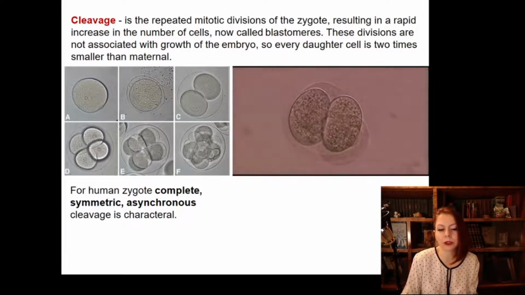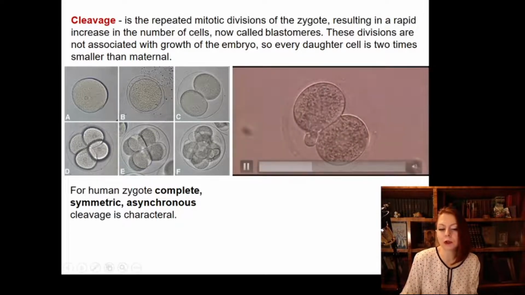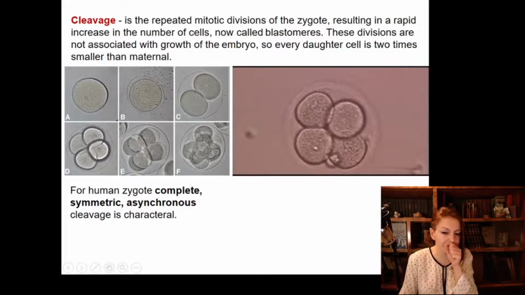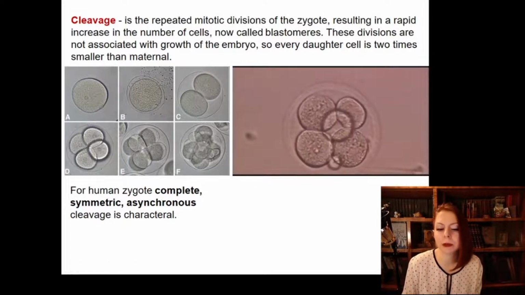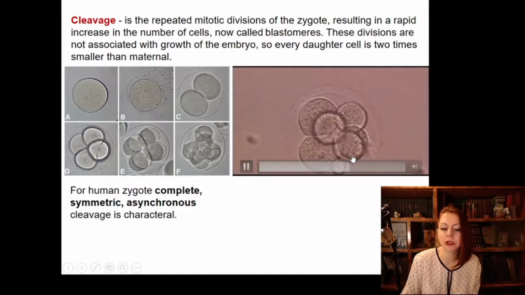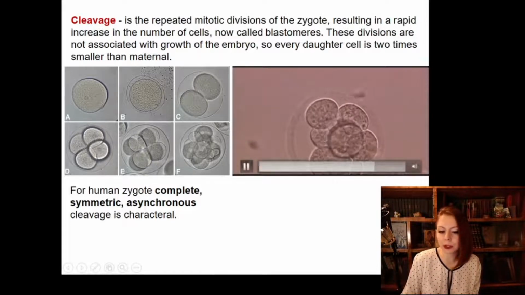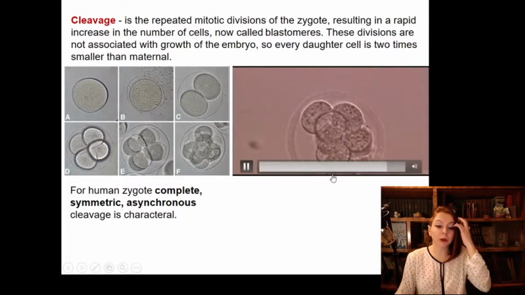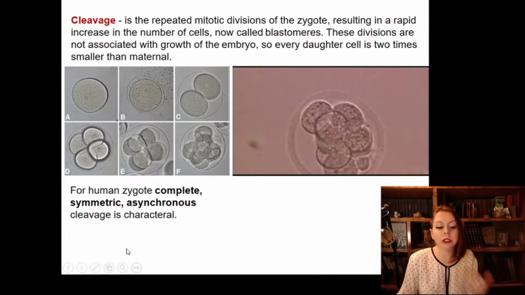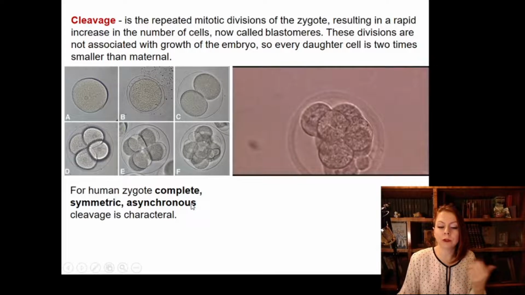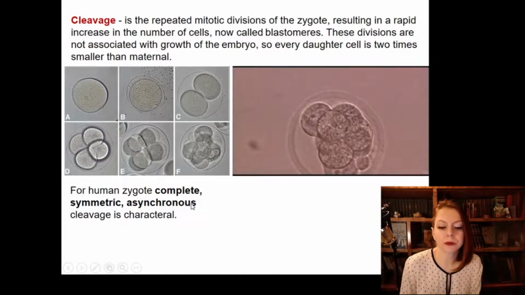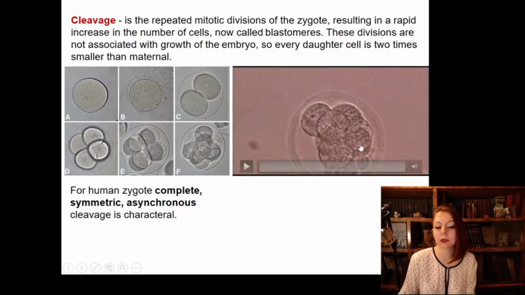So let's look at how the cleavage is realized. We can see the stage of 2 blastomeres. After that, their number increases, and as you can see, they divide one by one. First, second, now this one has divided, so another one. As a result, you can see the cells divide one by one, so the division is asynchronous, complete because the whole cell is divided, and symmetric because the cells are equal in size.